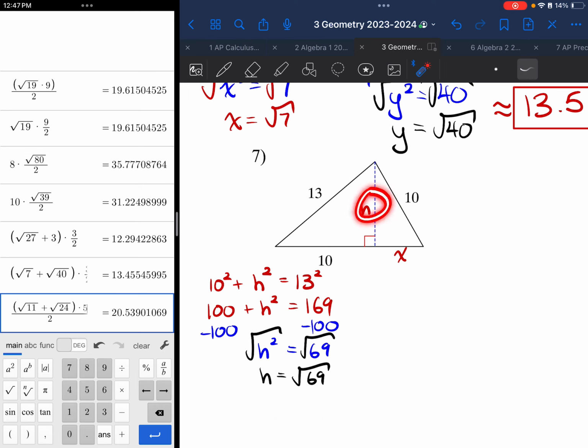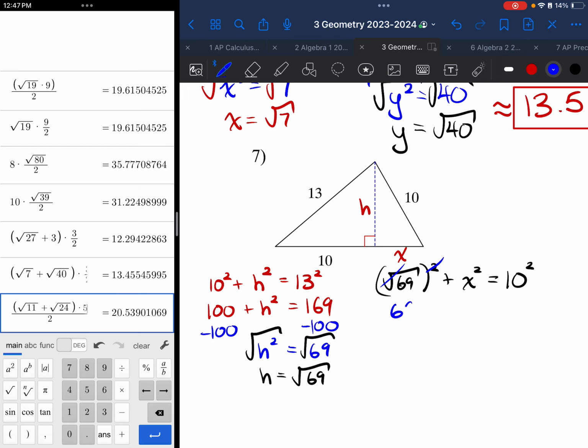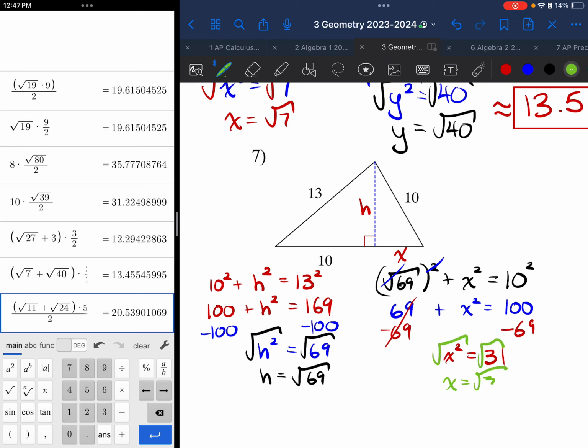So remember that this is the square root of 69, and that leg, square root of 69, will be squared. I'm going to add it to the other leg, x squared, and that's going to be equal to the hypotenuse, 10 squared. Notice that the square root and square do cancel each other out because they are inverse operations. So I have 69 plus x squared equal to 100. From here, I'm going to subtract 69, and I have x squared equal 31. From here, I'm going to square root, and get x is equal to the square root of 31.